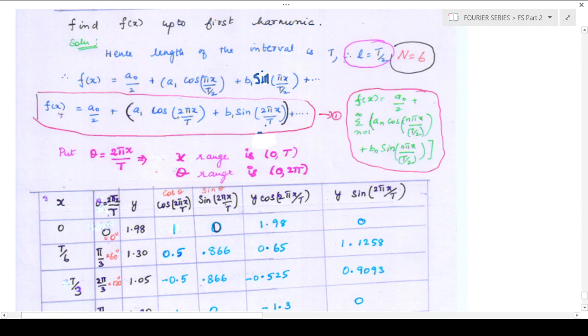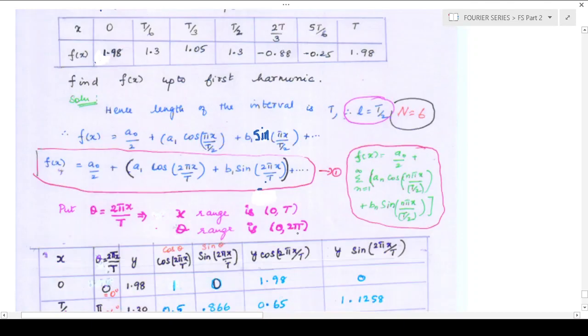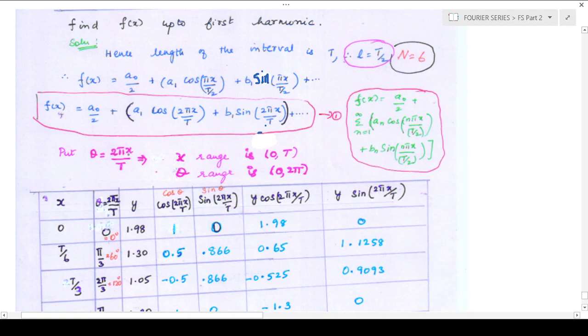Then x values you are writing. But we don't know what the t value is, so we cannot find the a naught, a1, b1 values. So you're going for some transformation. You're putting theta equal to 2 pi x by t. X ranges from 0 to t, isn't it? Put x equal to 0, theta is 0. Put x equal to t, t will be getting cancelled, it will be 2 pi. So it should range from 0 to 2 pi. Likewise, we have to take the transformation, children.